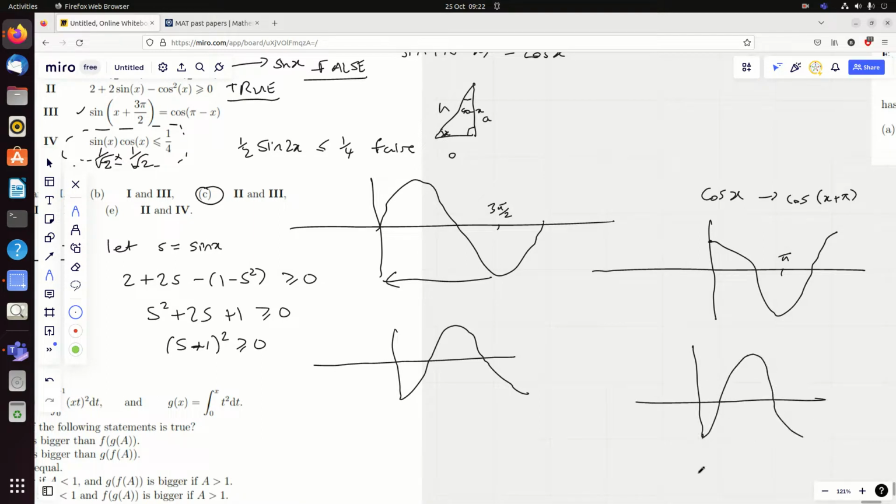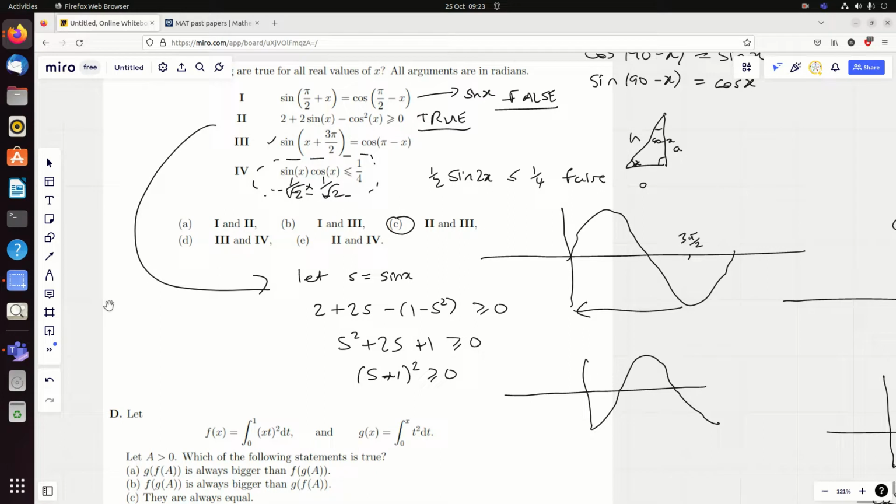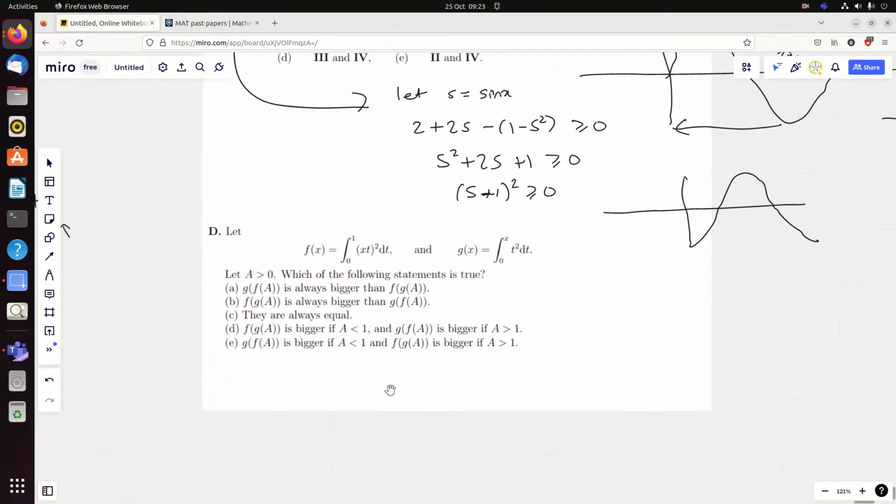Yeah, and then cos of minus x plus pi, well, we've attacked the x and changed it from positive to negative, so that's going to reflect in the y-axis, and it's going to be exactly the same as the one over here. So it's going to be the same, but it's a lot easier if you just use compound angle formulae, I think, in some ways. But anyway, the answer is C, 2 and 3.